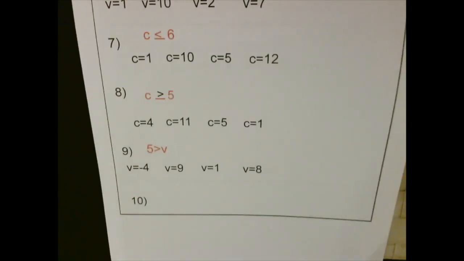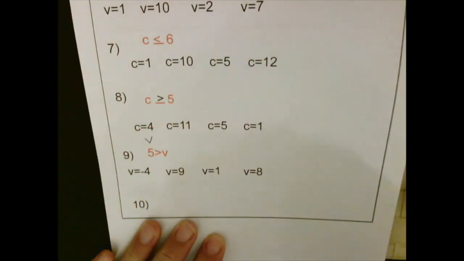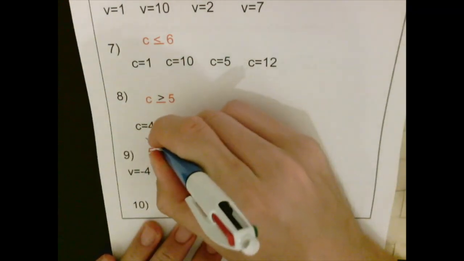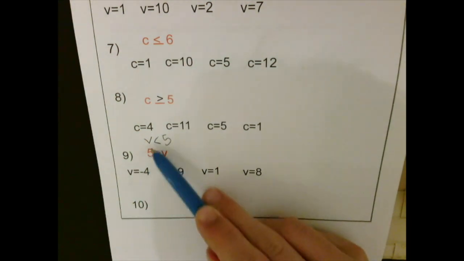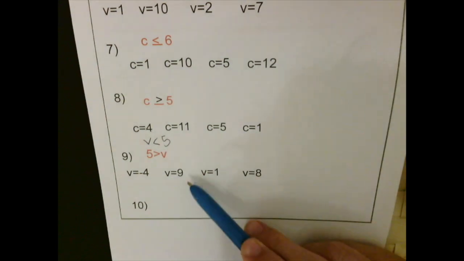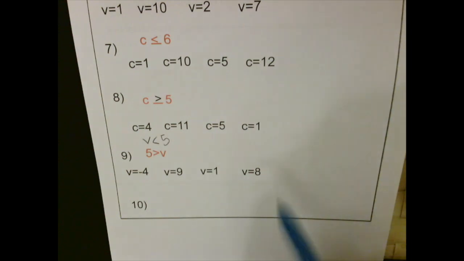Number 9. 5 is greater than v. I'm going to rewrite this with the variable out front. And if I write my variable out front, I have to flip the inequality sign to have v is less than 5. So now we have v is less than 5. What are the possible solutions that make this true? Well, negative 4 is less than 5. 9 doesn't work. 1 is less than 5. And 8 is not less than 5. So we can say that negative 4 and 1 are both solutions to this inequality.